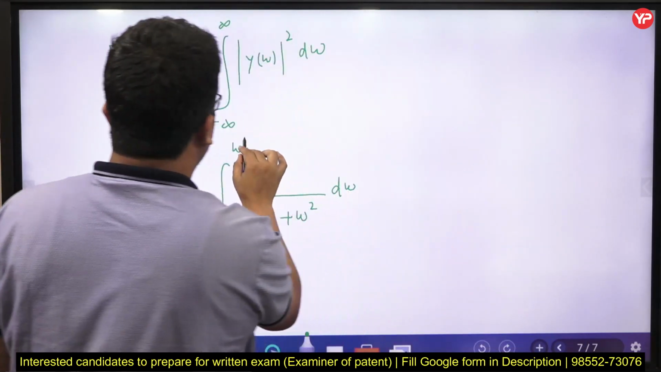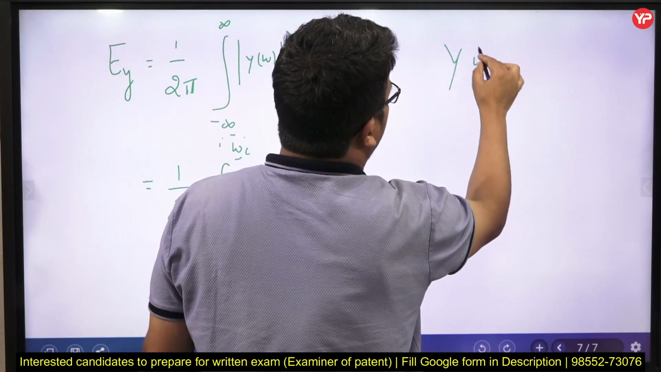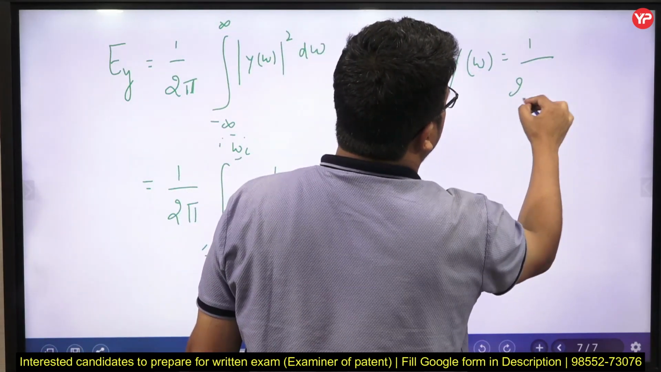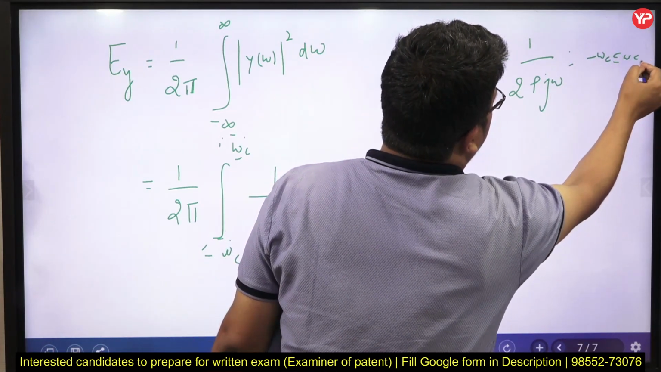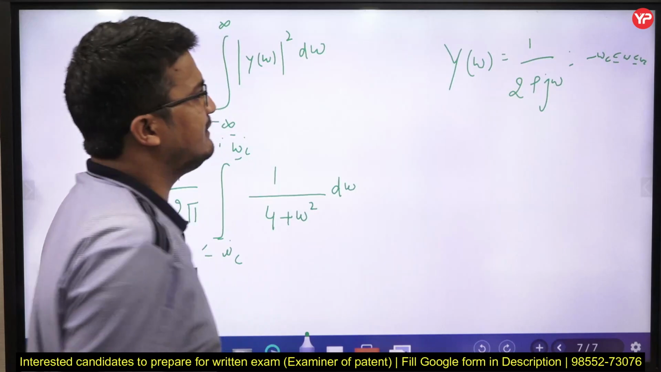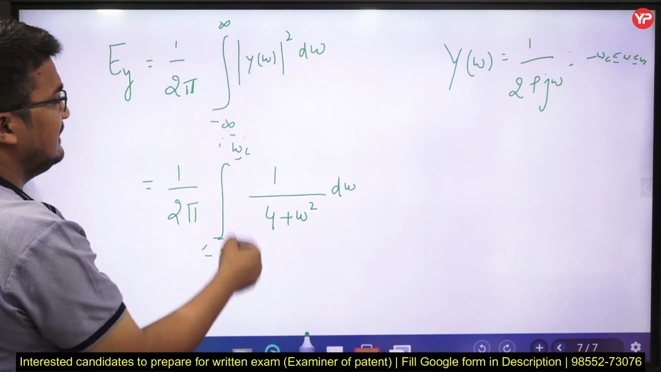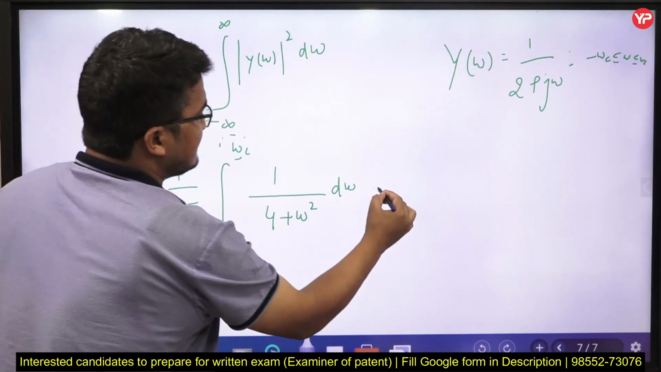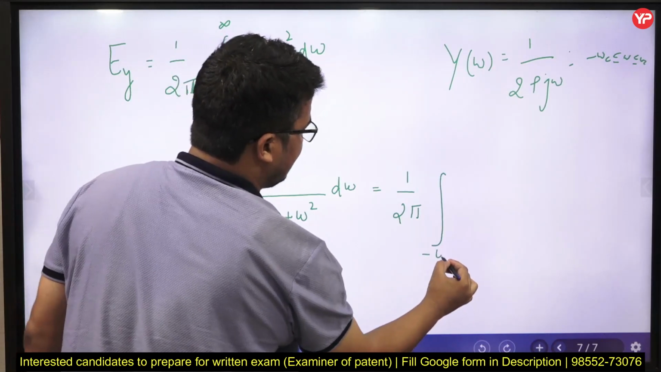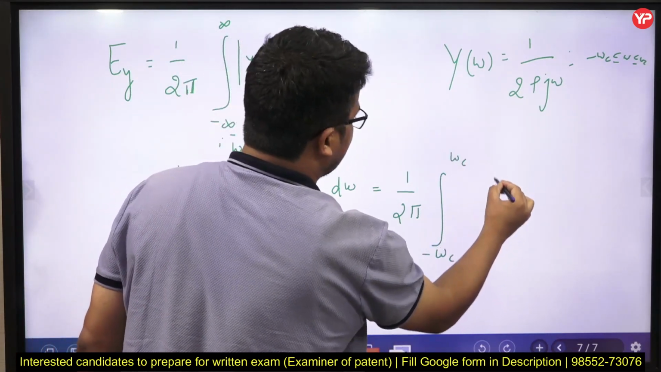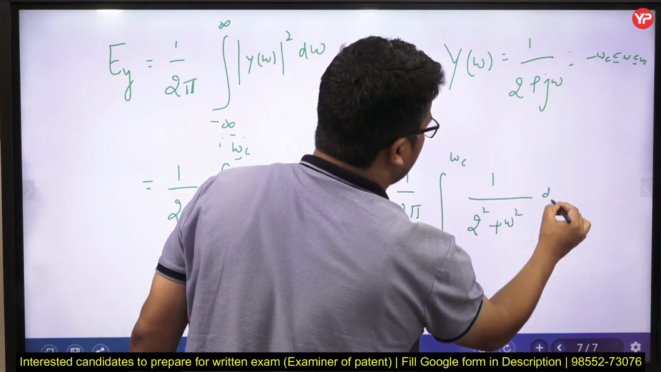First of all, in this entire range from minus omega c to omega c, my Y of omega was equal to 1 upon 2 plus j omega in the range minus omega c to omega c. Is it clear? First take the mod, that will be 1 upon under root of 4 plus omega square, then take the mod square in the relation, so the under root will be cancelled. So I can solve it as 1 upon 2 pi integration from minus omega c to omega c of 1 upon 2 square plus omega square d omega, right?